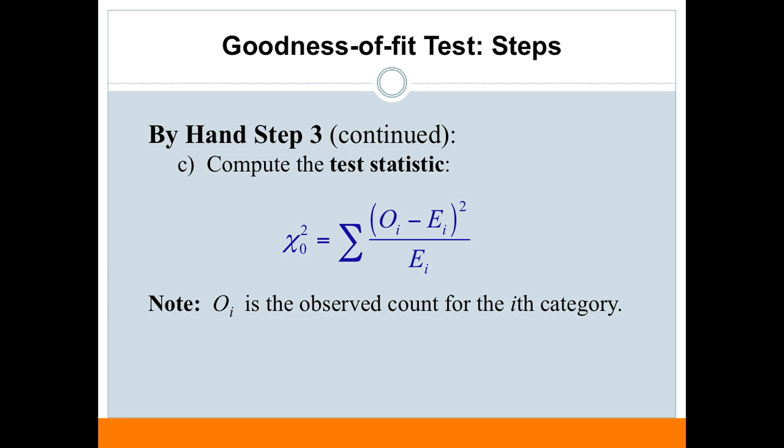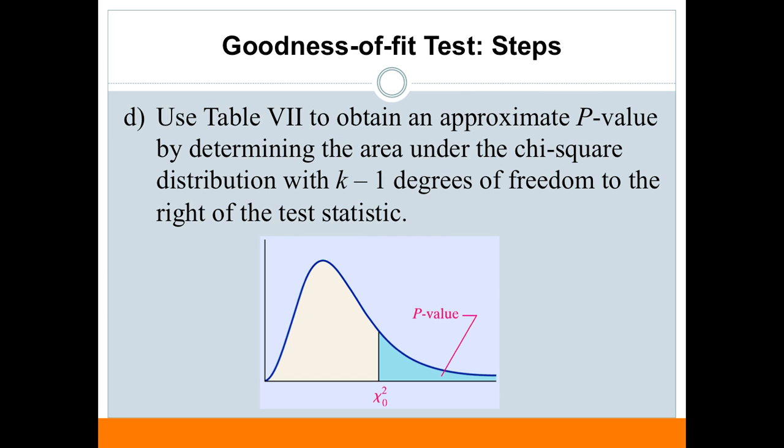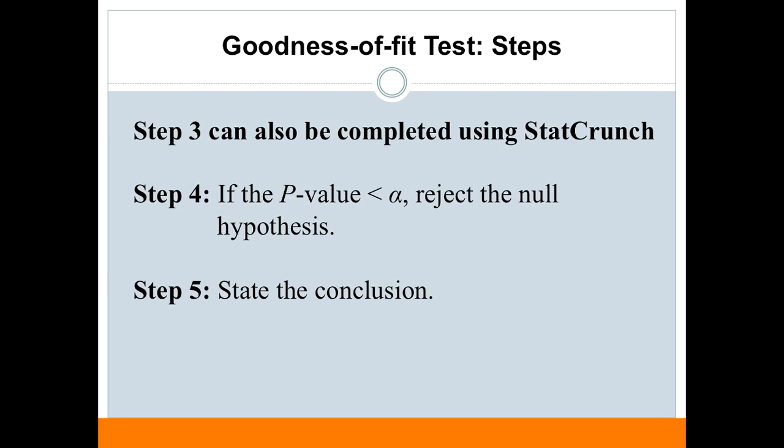Now, if you're doing this by hand, you're going to compute your test statistic by taking the observed values minus the expected, squaring the difference, dividing by the expected, and then summing those all up for every single category. Then we'd use table 7 to obtain a p-value. This is going to have k minus 1 degrees of freedom, so it's the same way that we look it up on our t-distribution. We look at the degrees of freedom and scroll across the table to find the appropriate test statistic, and then we can give bounds on our p-value. Step 3 can also be completed using StatCrunch, which I'll show you how to do.